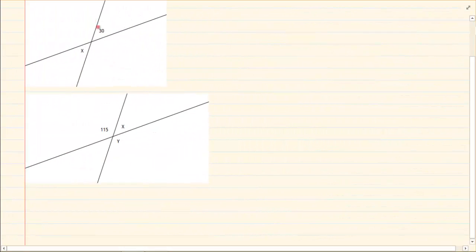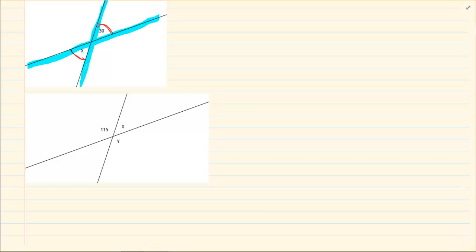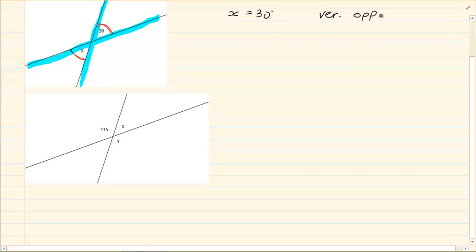Let's take the vertically opposite. If this one is 30, then immediately x would be 30. Now remember, vertically opposite means that the line has to be absolutely straight. You can't have a skew line. So vertically opposite is created by two straight lines cutting each other. So here we have x is equal to 30, and then I need a reason, and my reason is vertically opposite.